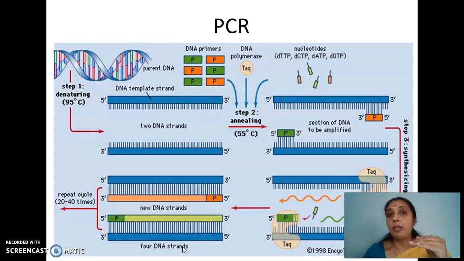So within 24 hours you can have 25,000 to 35,000 copies of this gene of interest. That's the advantage of PCR. You can amplify it many times within a short span of time.